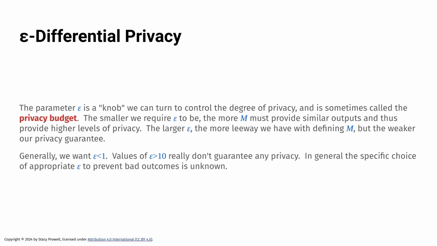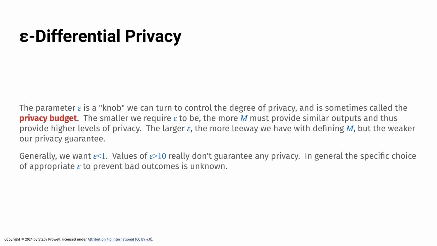Suppose I turn it to like 100. Then the probability that I get a result from D and the probability I get a result from D prime, right? It's almost guaranteed that they'll be very different. And now I can tell the two apart and learn something about the data set.